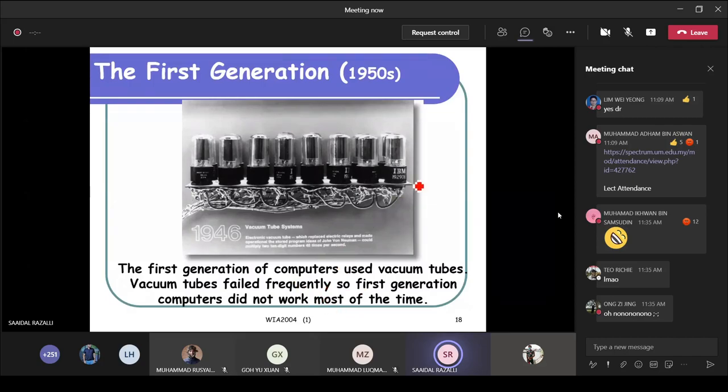It is IBM, I think they patented it. If you search for the IBM vacuum tube system patent, you can find it in Google Scholar. It doesn't really work. I mean, it works, but not most of the time. So it's not really a commercial success. But this is the start.